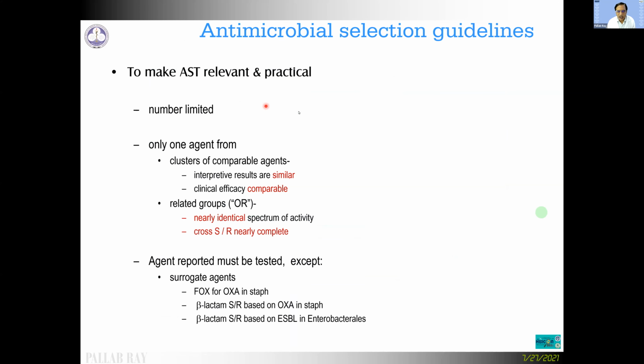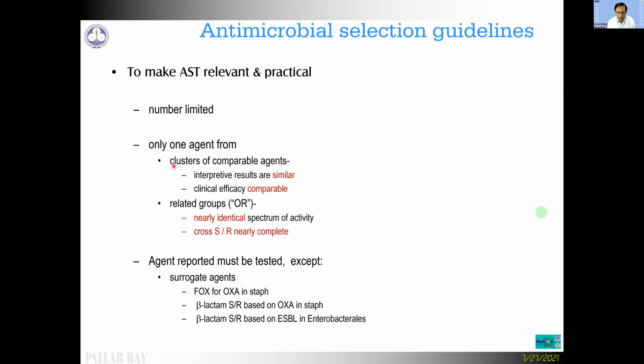Now, to make antibiotic susceptibility tests relevant and practical, the number should always be limited. You will frequently come across antibiotic susceptibility test results from many private laboratories giving a full list of maybe somewhere around 40 to 50 antibiotics with plus, plus, plus, triple plus type of sensitivity mentioned against them. That's not the way. The numbers should be limited.